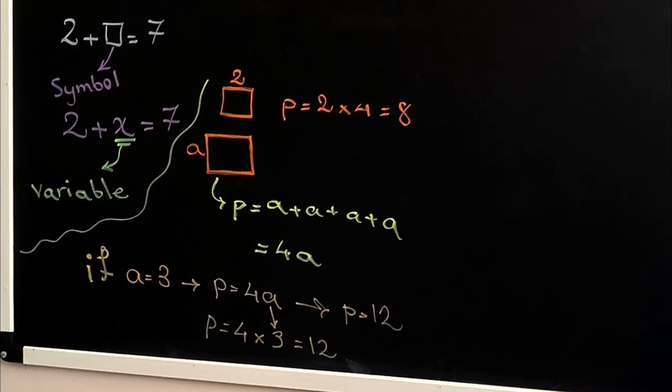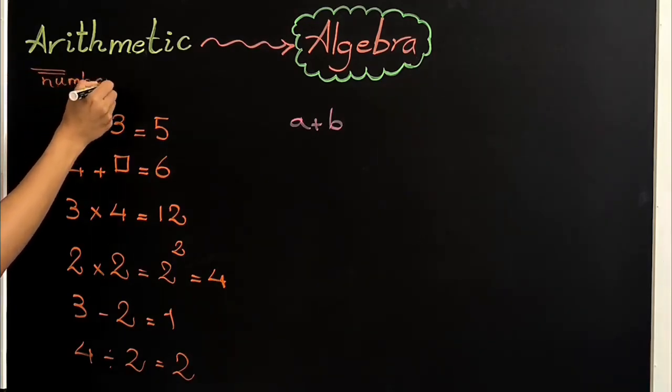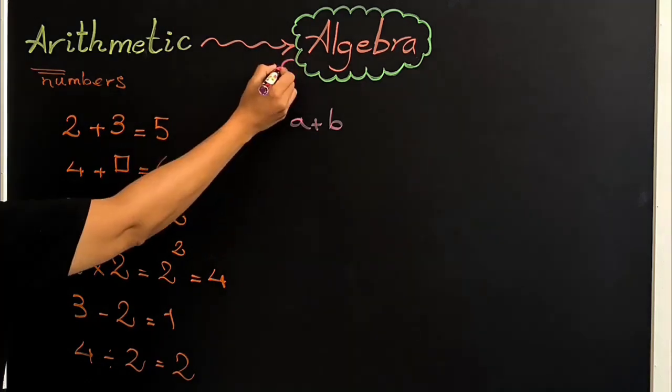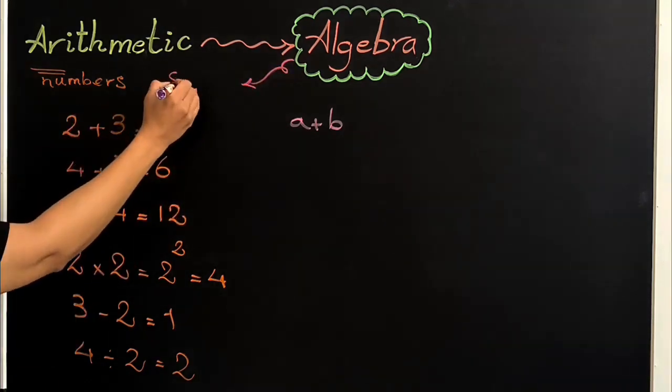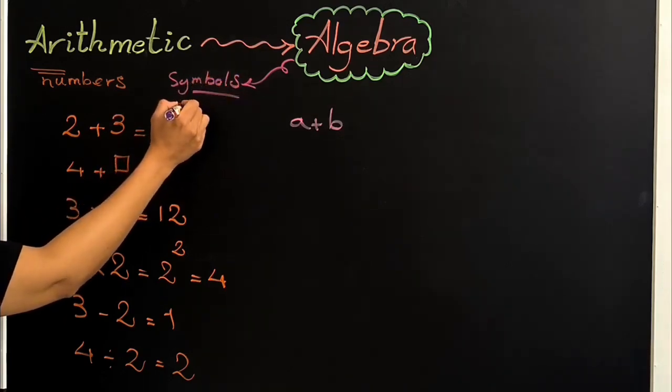Now, let's compare arithmetic and algebra. In arithmetic, we always work with numbers. Everything is clear here because the numbers are known. But algebra takes a step further. Instead of numbers, we use letters and symbols.